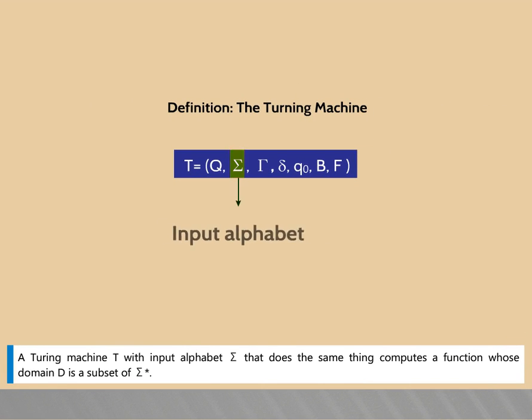A Turing machine T with input alphabet Σ that does the same thing computes a function whose domain D is a subset of Σ*.